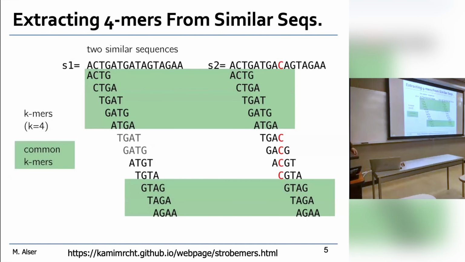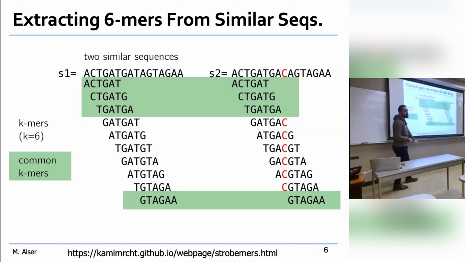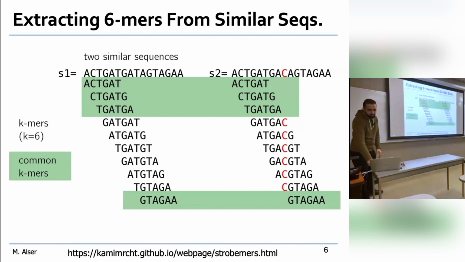We saw how this problem still exists. We have very similar sequences with only a single difference, but we still get a bunch of seeds that do not match at all. We still see the exact same problem even if we play with the parameter value. We increased the K value from 4 to 6, and we still see 6 of them that do not match at all.